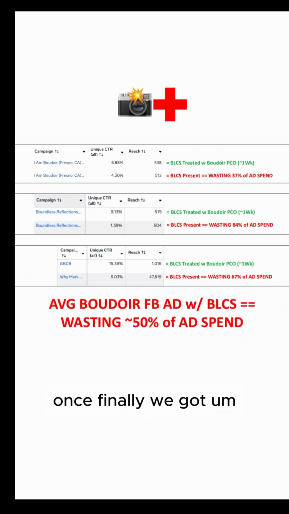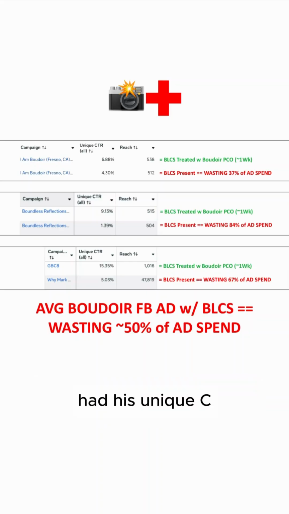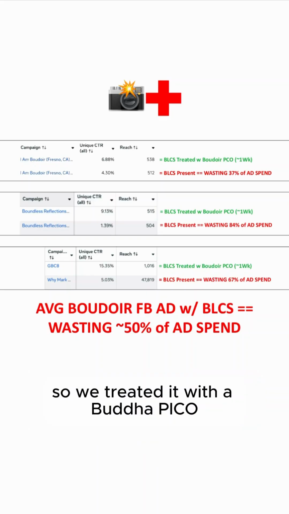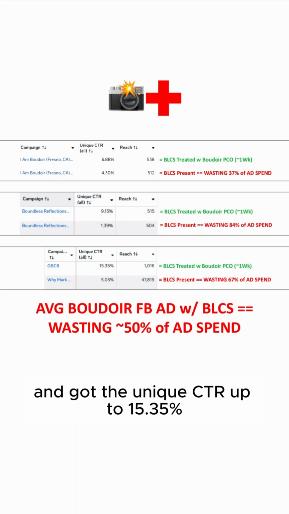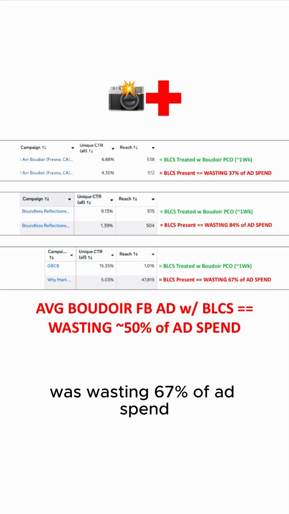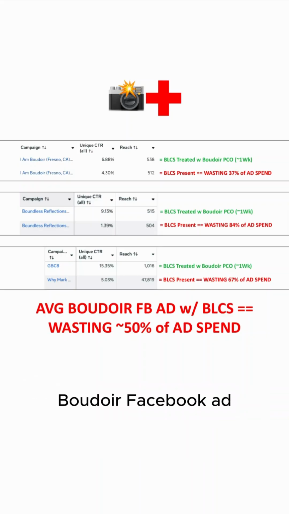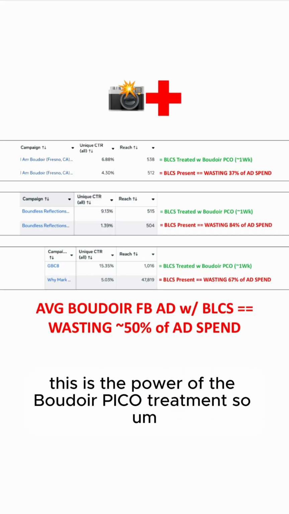Finally, we had a patient come in at my hospital who saw that the unique CTR of his Boudoir Facebook ad was 5.03%. So we treated it with Boudoir PCO. It took about a week. We got the unique CTR up to 15.35%, and we saw that the original was wasting 67% of ad spend. So if he was spending 10 grand a month on the original Boudoir Facebook ad, now he only needs to spend 3.3 grand a month on the Boudoir PCO treated ad in order to get it into the same number of women's brains. This is the power of the Boudoir PCO treatment.